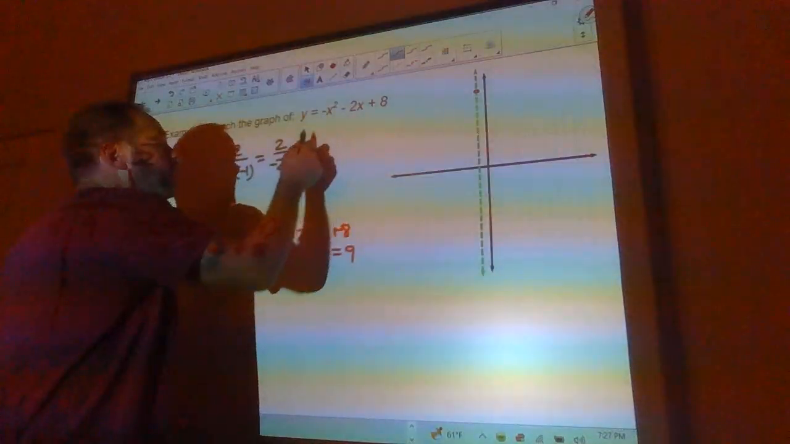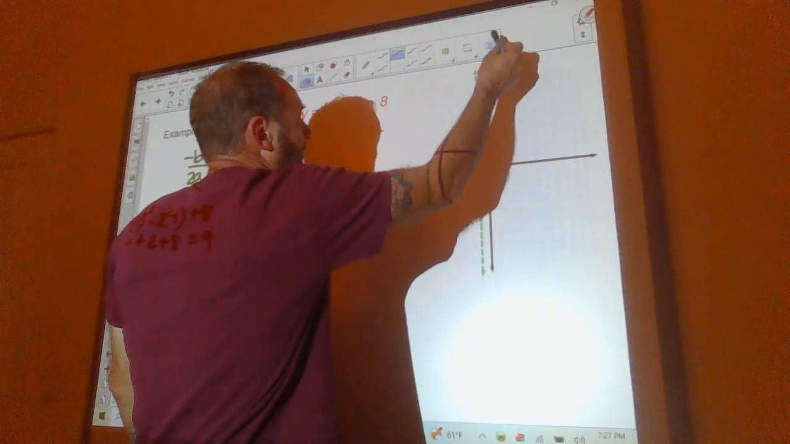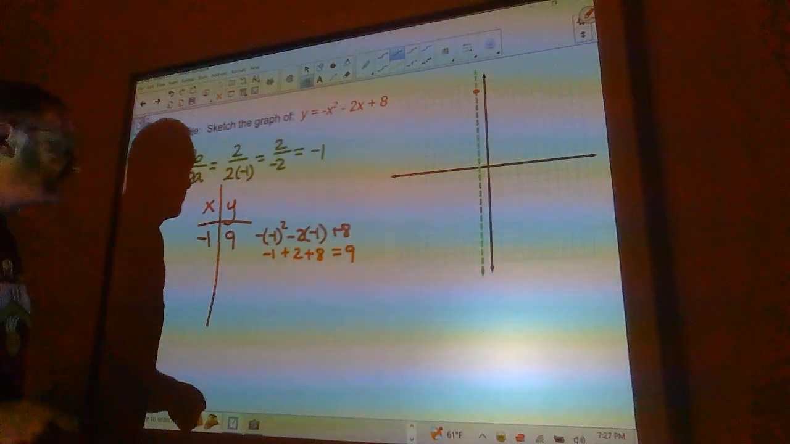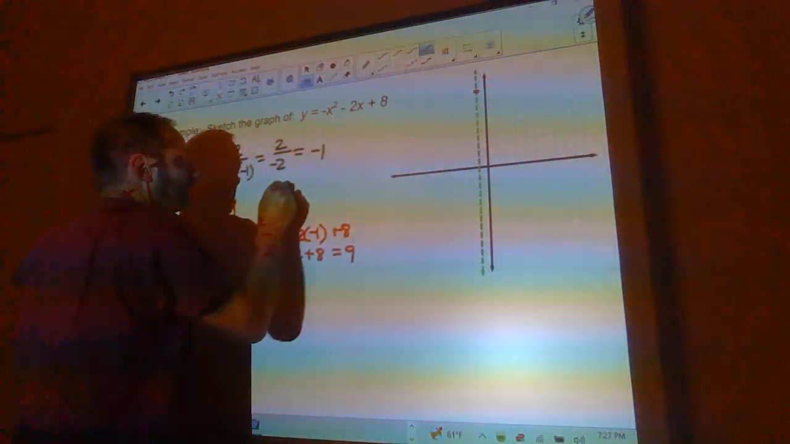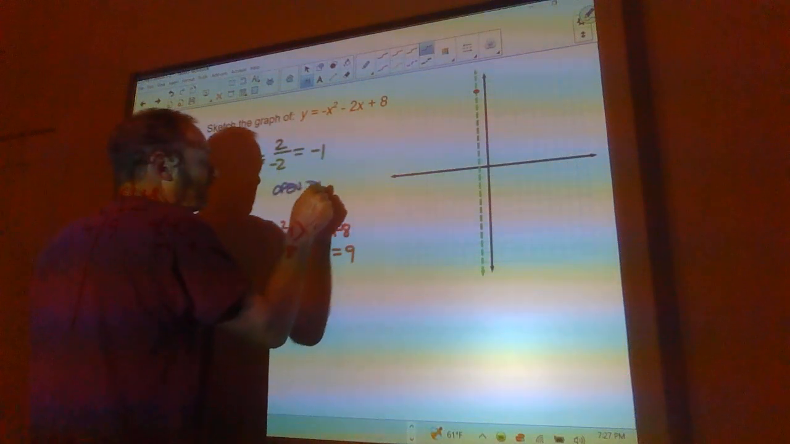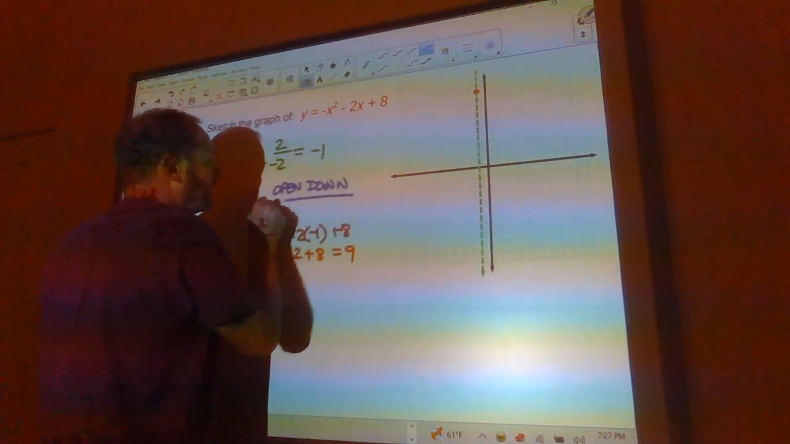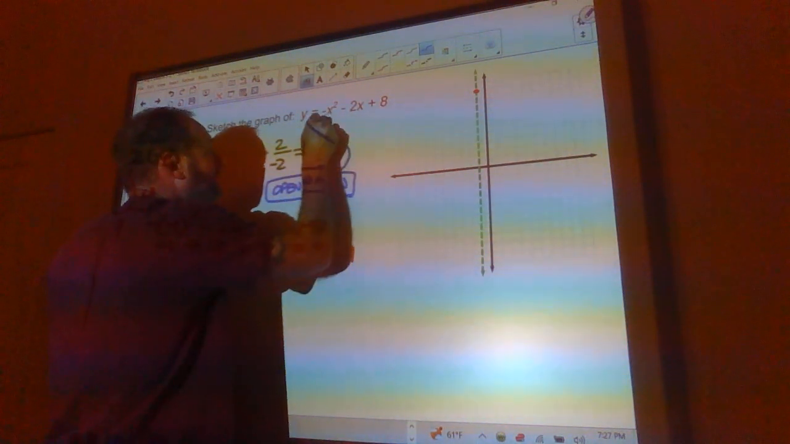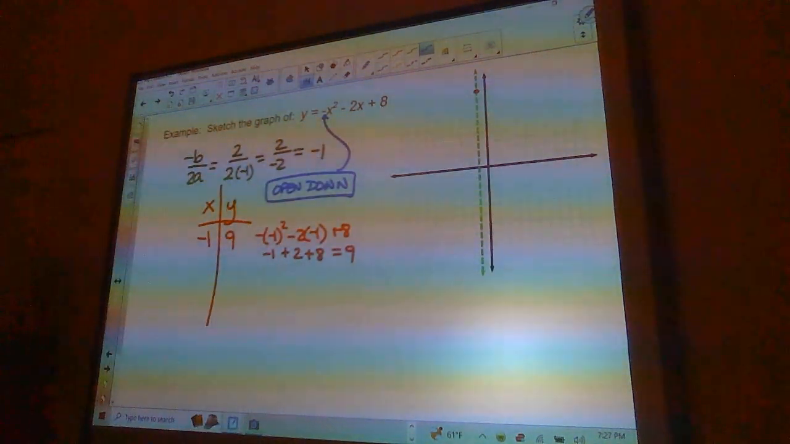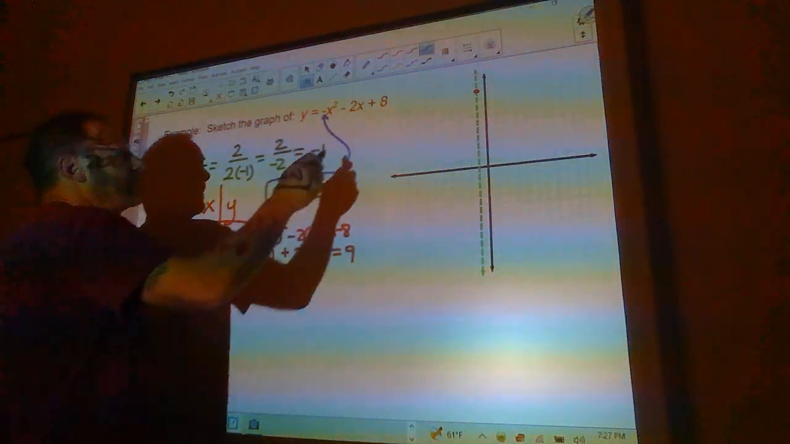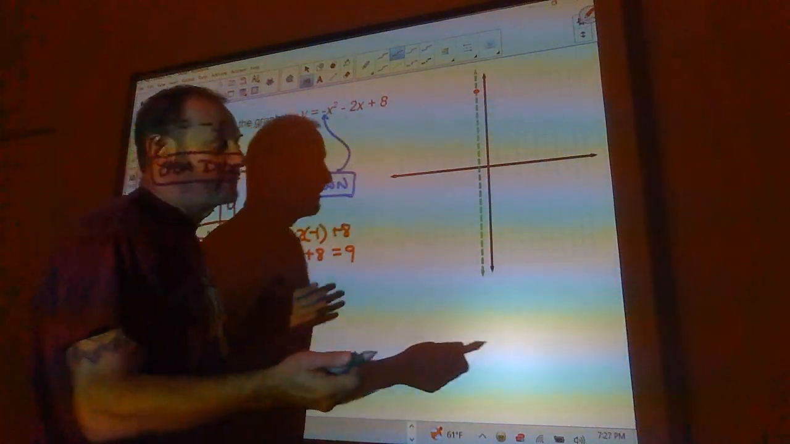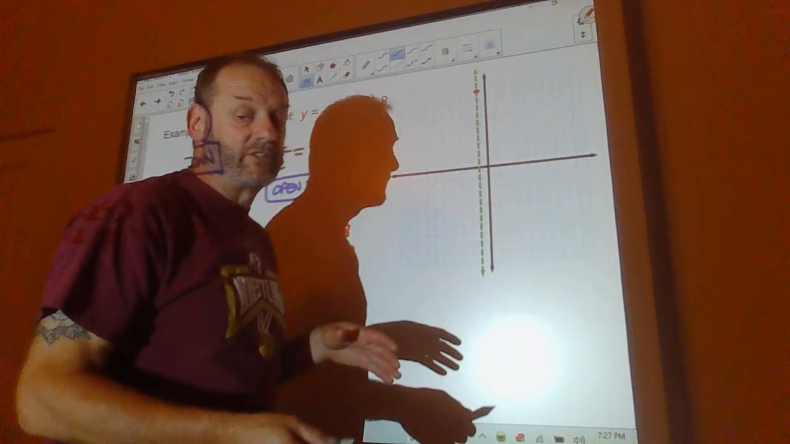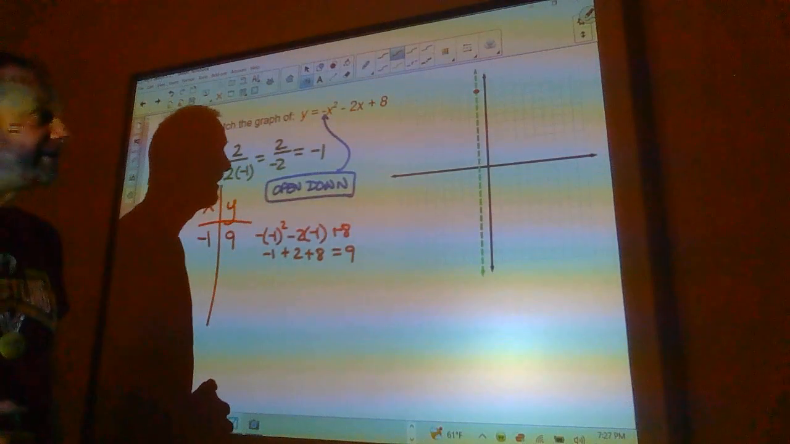Now, I know this thing opens down, fortunately, because if it opened up, it would go off my graph. So this thing opens down. I would write that here somewhere, because of that right there. That's my leading coefficient. Now I'm going to pick some points. You don't want to get too far away from the axis of symmetry because these things tend to either shrink or grow very fast.